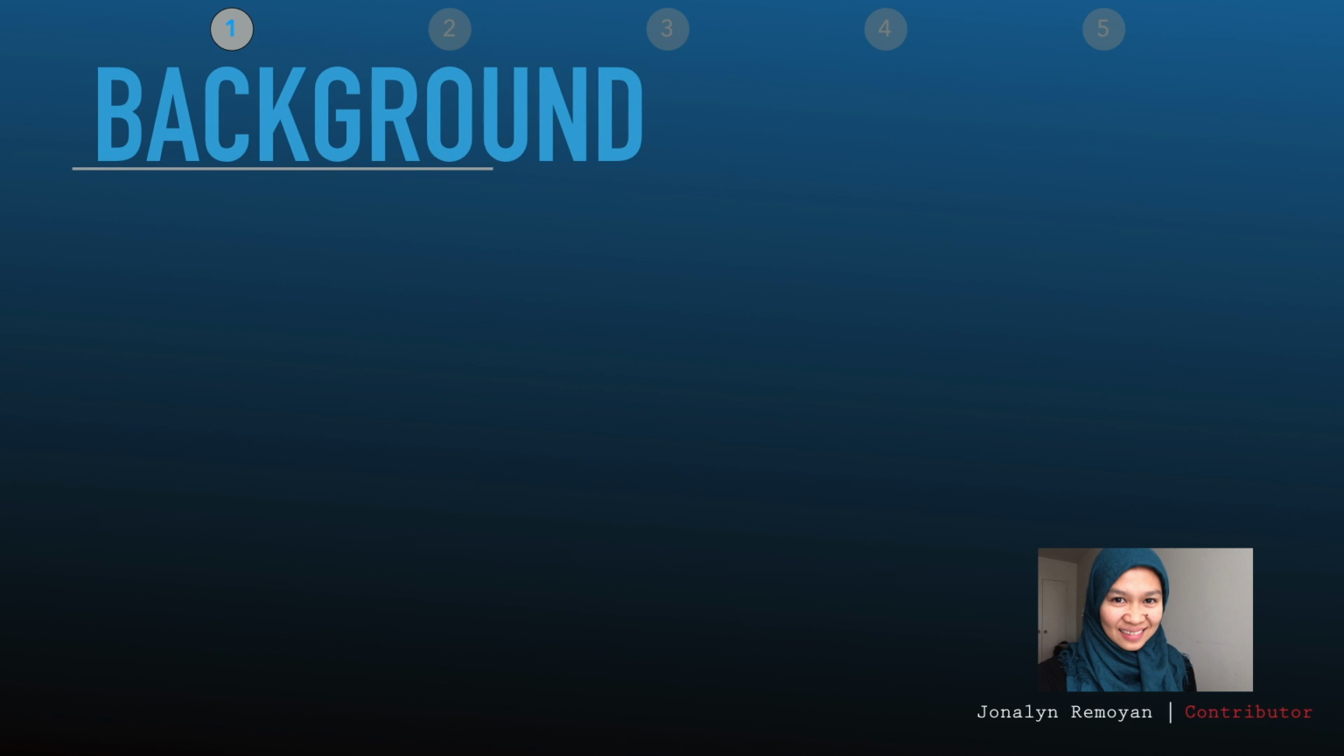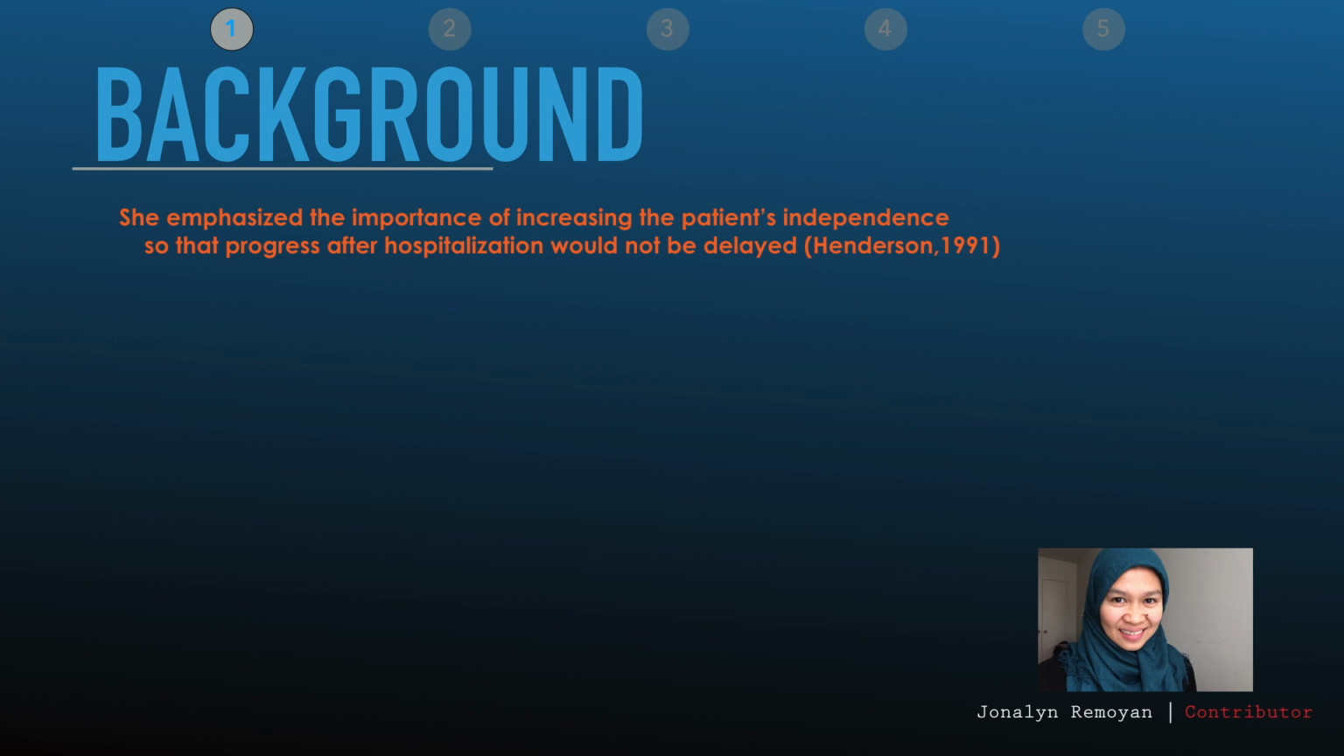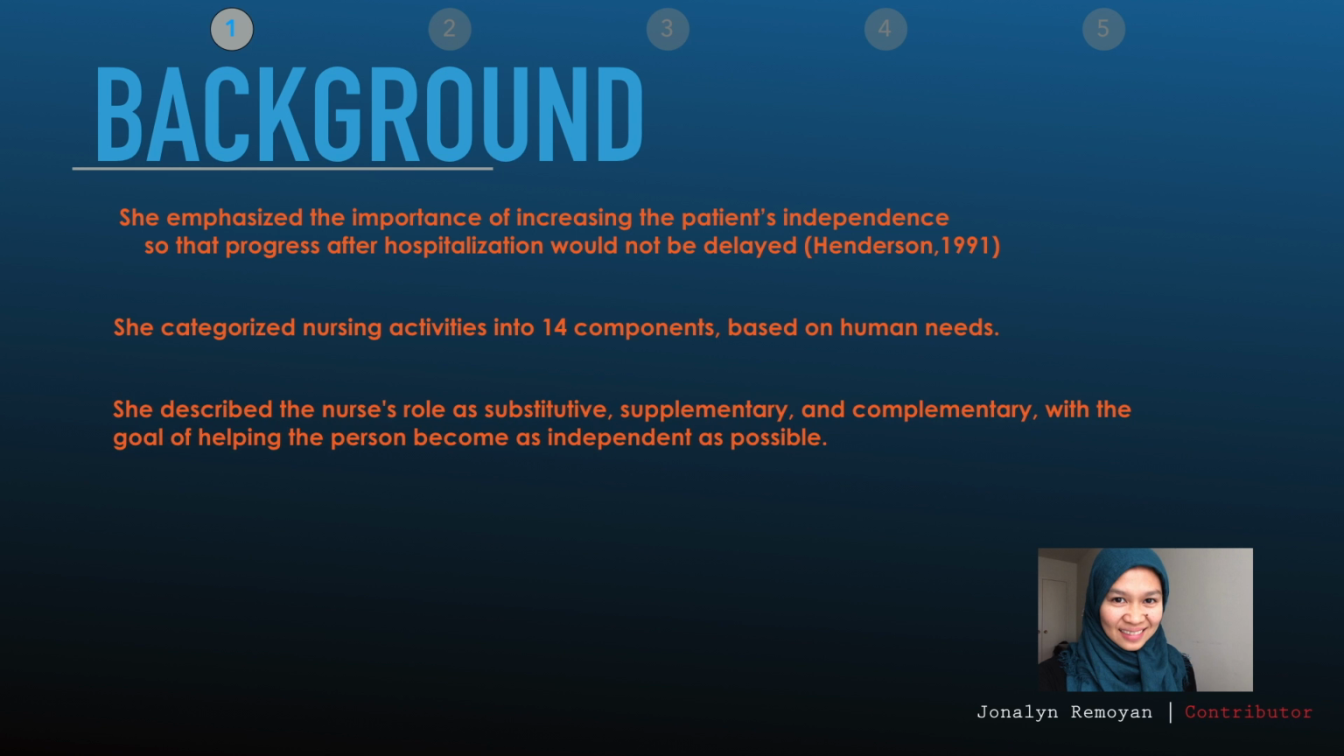Her theory background: she emphasized the importance of increasing the patient's independence so that progress after hospitalization would not be delayed. She categorized nursing activities into 14 components based on human needs. She described the nurse's role as substitutive, meaning doing for the person; supplementary, helping the person; complementary, working with the person, with the goal of helping the person become as independent as possible.